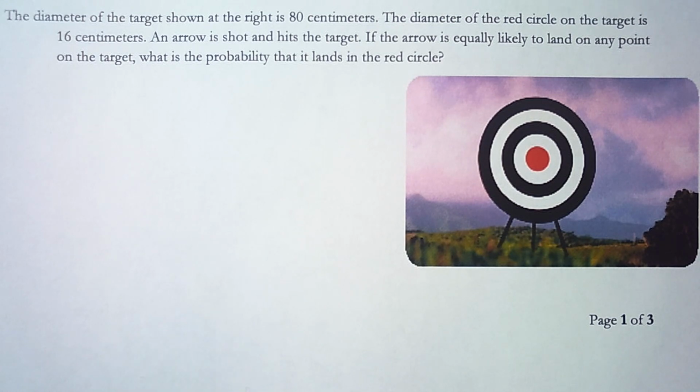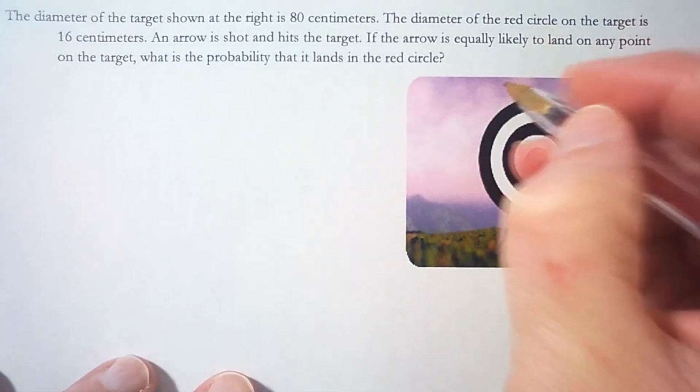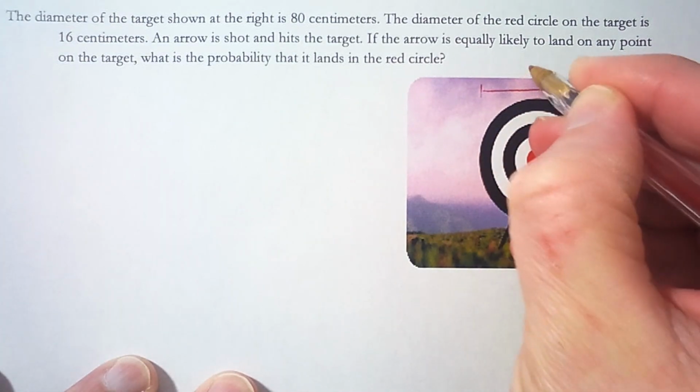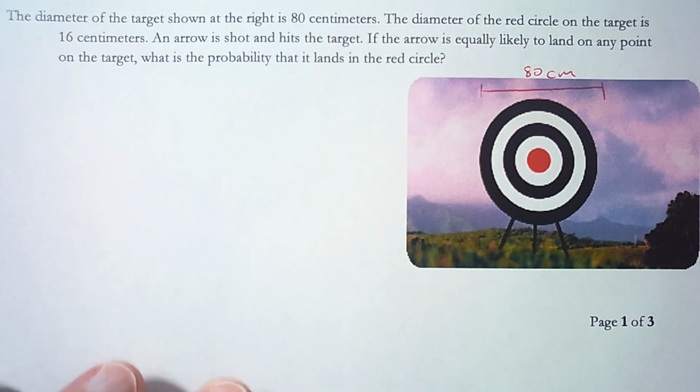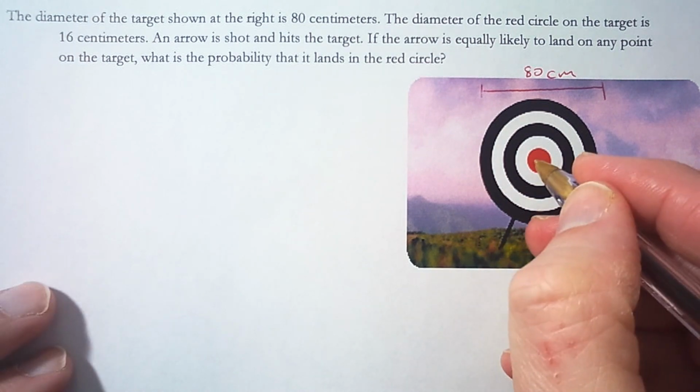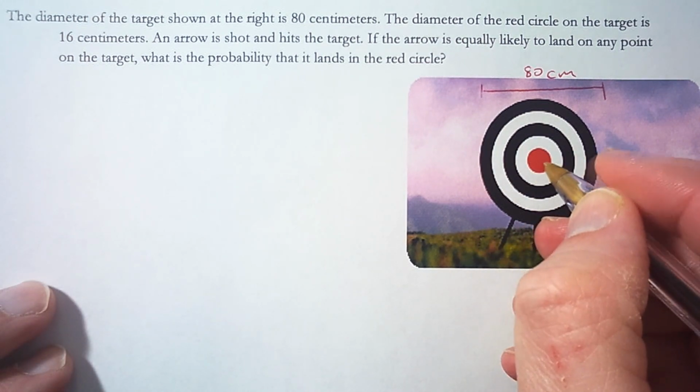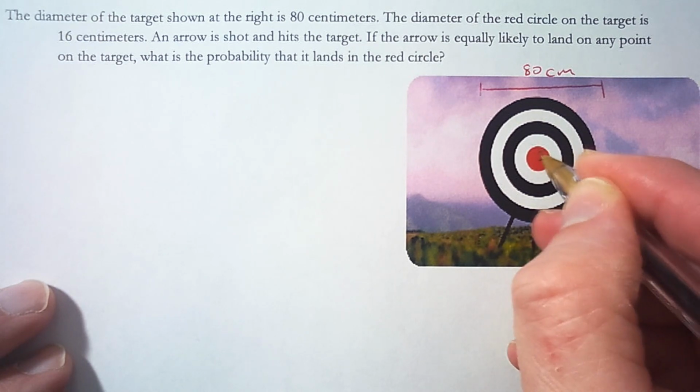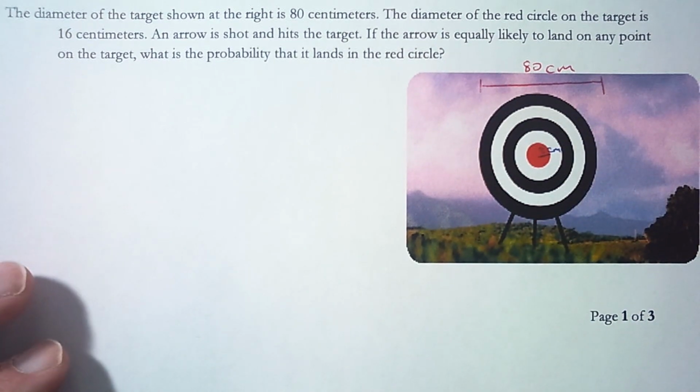Welcome back. We will continue our discussion of geometric probability, now dealing with area. The diameter of this target here is 80 centimeters. So all the way across this target is 80 centimeters. The diameter of the red circle here is 16 centimeters, which means we have a radius of 8 centimeters on the red circle in the middle.